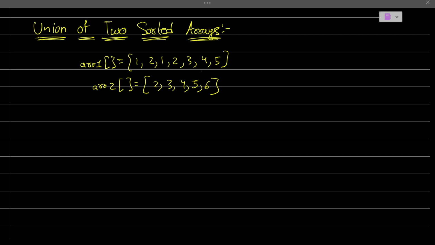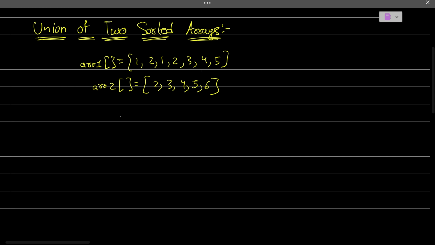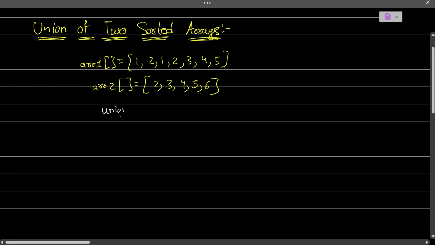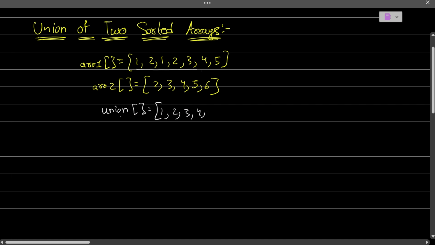So let me write this. I say union array. The union array will be like this: for the first array, I'll say one, comma, two, comma, one again repeated. I'm not going to write any duplicates. I'm going to the next one. There'll be three, there'll be four, there'll be five. Then I'll go to array two.